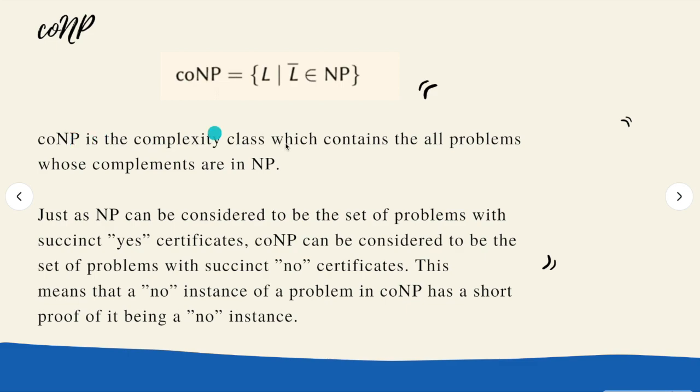coNP is a complexity class which contains all problems whose complements are in NP. It is not, again, the complement of NP. Just as NP is considered to be the set of all problems with succinct yes certificates, coNP can be considered to be the set of all problems with succinct, very clear no certificates. This means that every no instance of a problem in coNP has a short proof of it being a no instance. This is exactly the definition we use for NP, except this time we use it for a no certificate or a no instance.